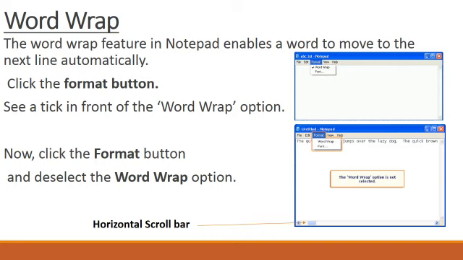Click the format button and deselect the word wrap option. Then you can see there is only a single line on the given picture. The word wrap option is not selected. When the word wrap option is not selected, your content is in a single line. And then a horizontal scroll bar will appear on the screen, which will help you to move your screen to the right and the left side to see the full content of your writing.